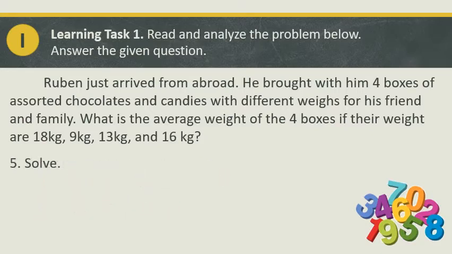Okay, so susolve na natin siya. So, yung unang gagawin daw ay i-add. So, 18 plus 9 plus 13 plus 16. Kung nahihirapan mag-plus ng apat agad, pwedeng yung unang dalawa muna, tapos i-add yung pangatlo, then yung pang-apat. So, dito, 8 plus 9 is 17, plus 3 is 20, plus 6 is 26.